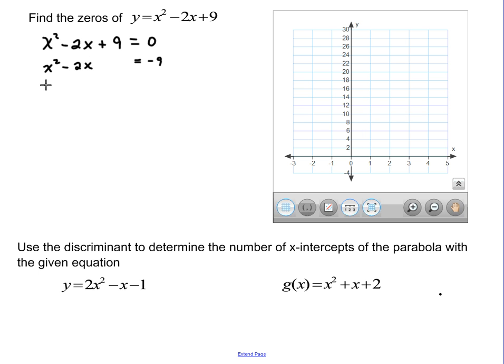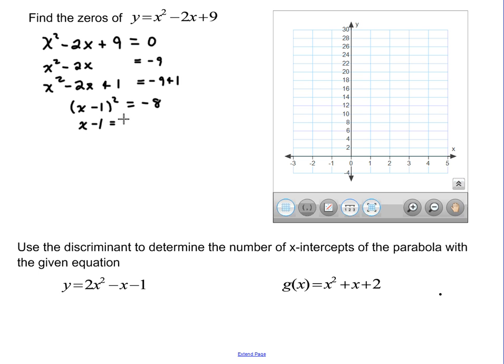And then, of course, we complete the square by adding half of x's coefficient squared to both sides. So I'm going to add 1 to the left and add 1 to the right, so negative 9 plus 1 over here. And if I factor on my left, I'm going to get x minus 1 squared is equal to negative 8. Oh, interesting. Okay, so if I take the square root of both sides, what's going to happen?